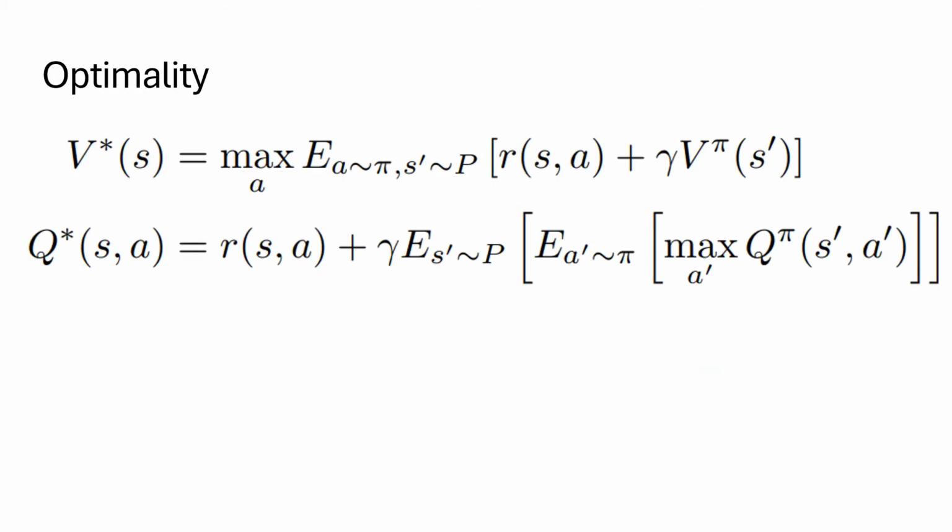Optimality is simply a function that outputs the best given state, or the best given action, given a particular state. This is what we seek to learn. We don't actually know what these functions are, but value-based reinforcement learning seeks to learn what these functions are, specifically the Q function.